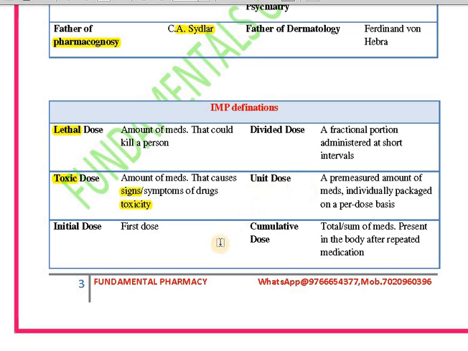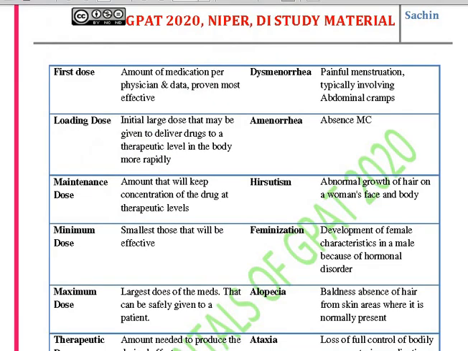Then initial dose, divided dose, unit dose, cumulative dose, that is not important. Okay, so moving on to the next. So next important point, that is loading dose and maintenance dose. So you must be aware about what is loading dose, what is maintenance dose. So we will discuss what is loading dose.